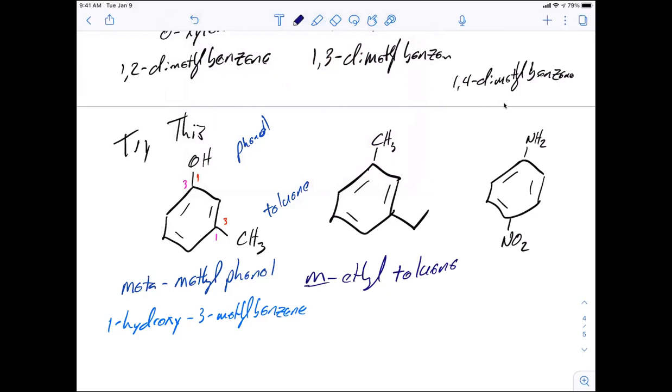You'll sometimes see these drawn with a line underneath. It's just because the meta and the m are almost always italicized. Okay. So when you see these in print, they'll be italicized.